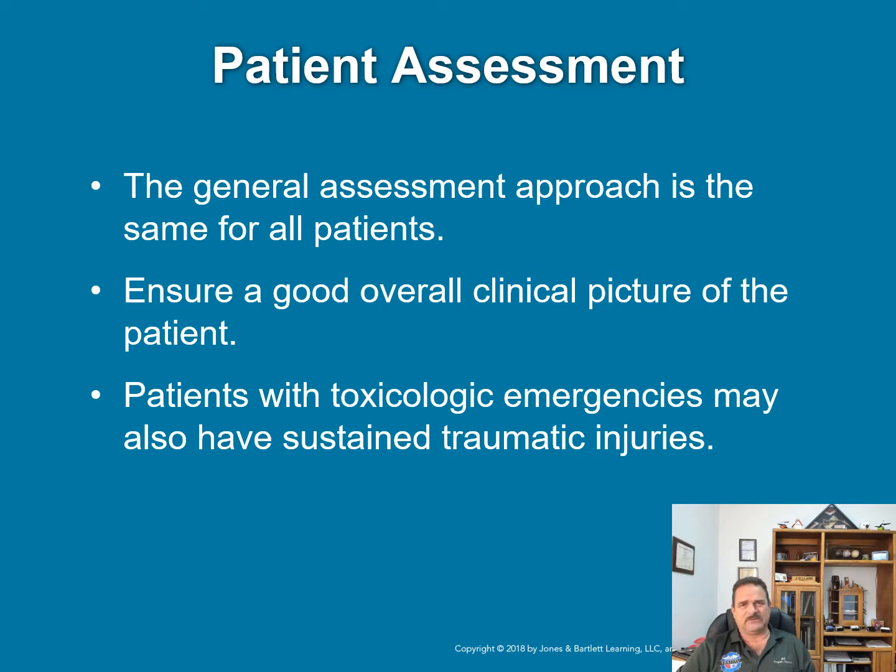So, patient assessment. The general assessment approach is the same for all patients. Ensure a good overall clinical picture of the patient has been established. If the patient is unresponsive, then obviously we're going to get in there and assess vital signs, make sure we do our ABCs, complete a rapid medical assessment, and obtain a history from bystanders and family members. If the patient is responsive, we're going to use OPQRST, obtain our vital signs, get our SAMPLE history, perform a rapid scan, and then perform a more thorough physical exam. Now, patients with toxicological emergencies may also have sustained a traumatic event. Remember that the two could go hand in hand, especially in an industrial type of setting.